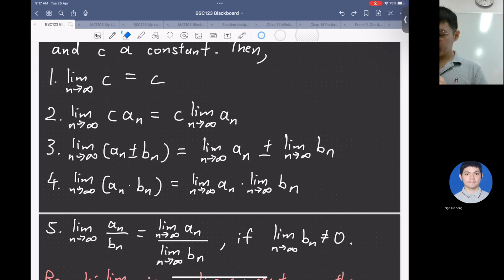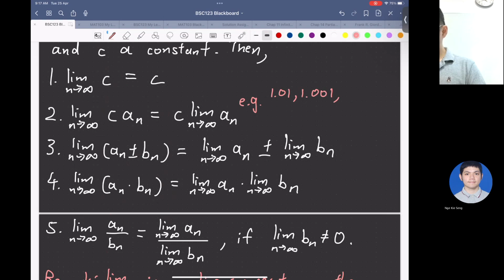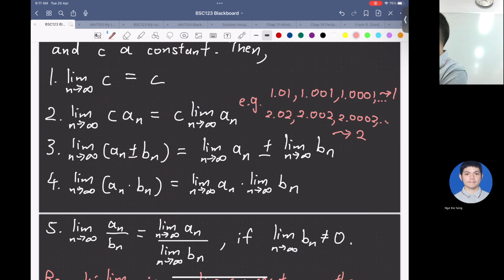So just take one example, right? We have our running example 1.1, 1.01, 1.001, 1.0001. We know that these converge to 1. We can take a c, maybe 2. So we consider 2 times that: 2.2, 2.02, 2.002. By this property here, it converges to 2, right? 2 times 1.